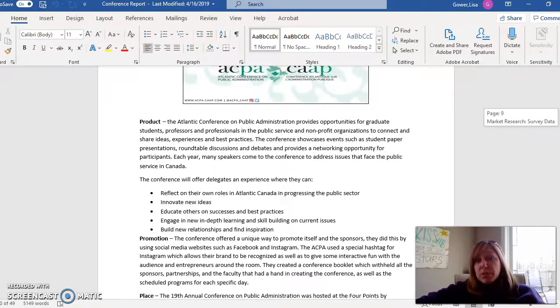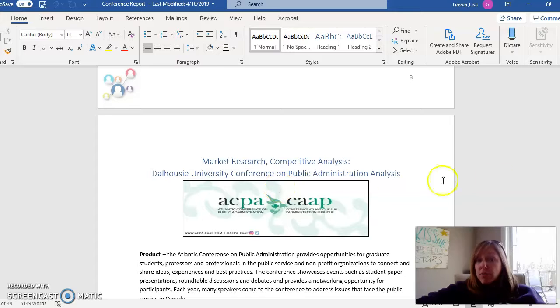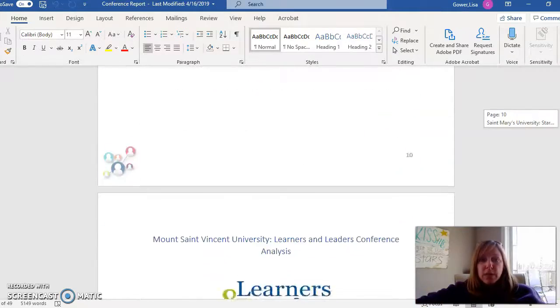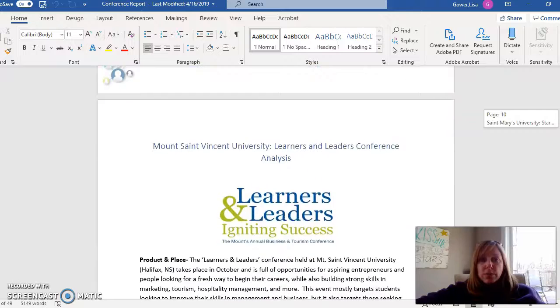This is their market research where they looked at some other conferences that have happened in the province and they analyzed those conferences so they could learn from them on what to do differently and how to make themselves competitive. It's the second and third conference.